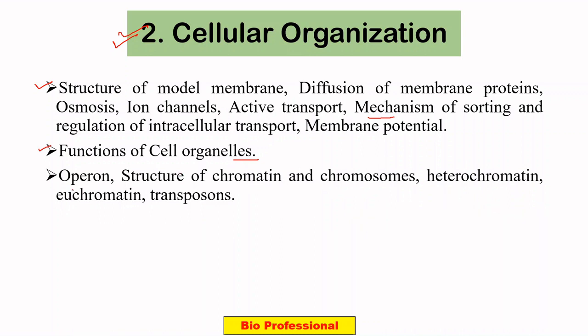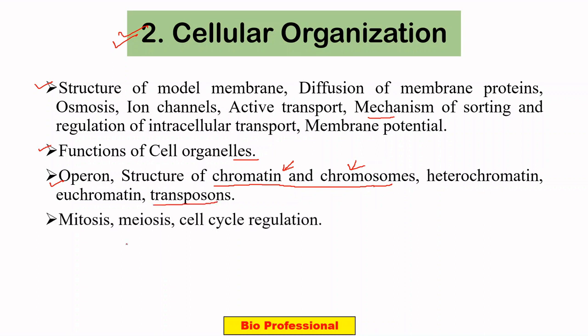After that you have to prepare the operon. There are different operons like the lac operon and the tryptophan operon, and you have to prepare this part, and the structure of chromatin and chromosomes. The only difference between chromatin and chromosome is the condensation. When the chromatin is more condensed, it gives rise to a chromosome. And also heterochromatin, euchromatin, and transposons.